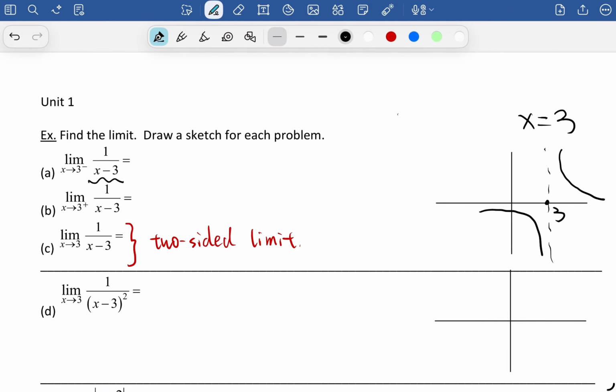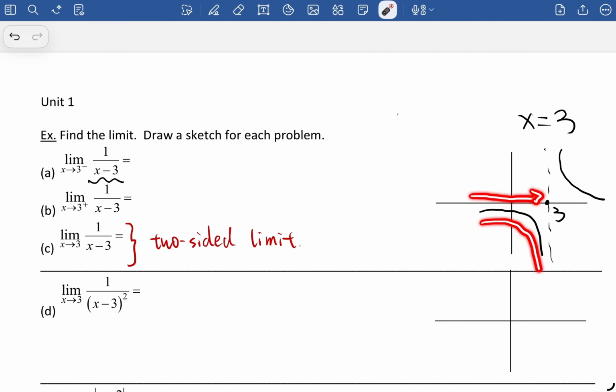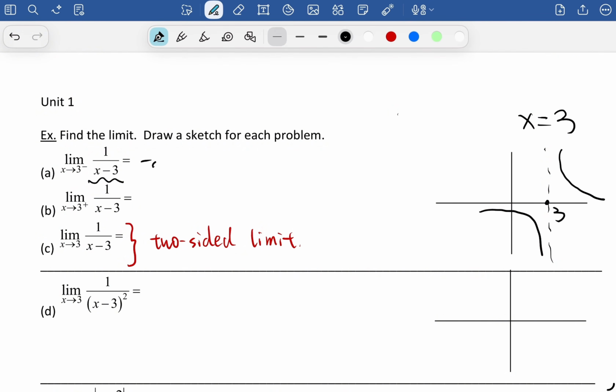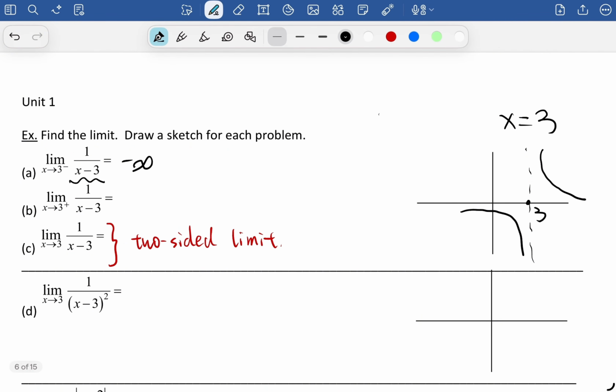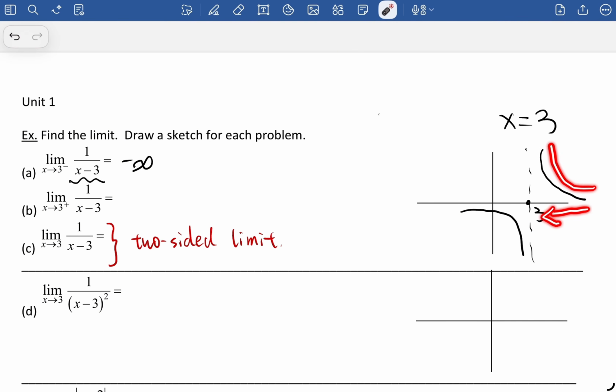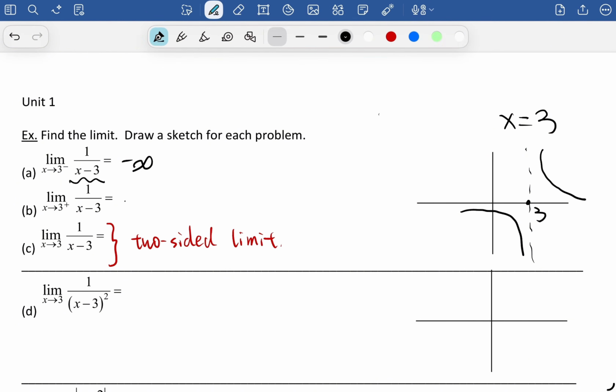And what is this function going to approach? Let's see. As x approaches 3, the value is going to negative infinity. So this value is going to be negative infinity. What about the right limit? So when the limit is as x approaches 3 plus, x is approaching 3 from the right side, and the function is going to infinity. So the value of this one is infinity.